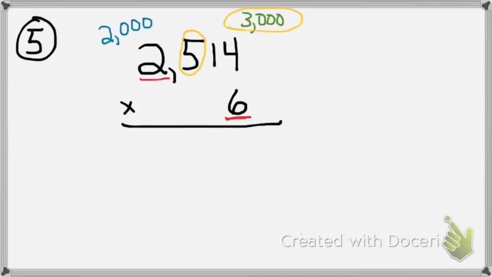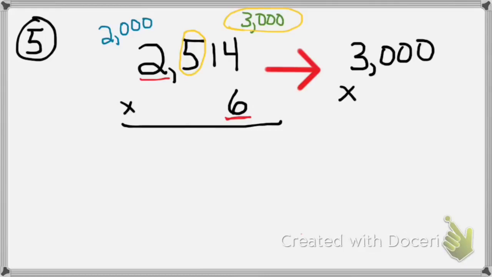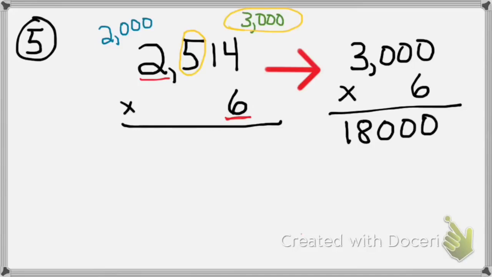6 is my next number, but that's a single-digit number, and we never estimate single-digit numbers. We keep them the same. So therefore, my new estimated problem is 3,000 times 6. Again, we're going to do basic facts here, and 3 times 6 is 18. I have 3 zeros to tack on. I tack them on. I count backwards for my comma. 1, 2, 3, comma. My final answer is 18,000. So 2,514 times 6 is about 18,000.